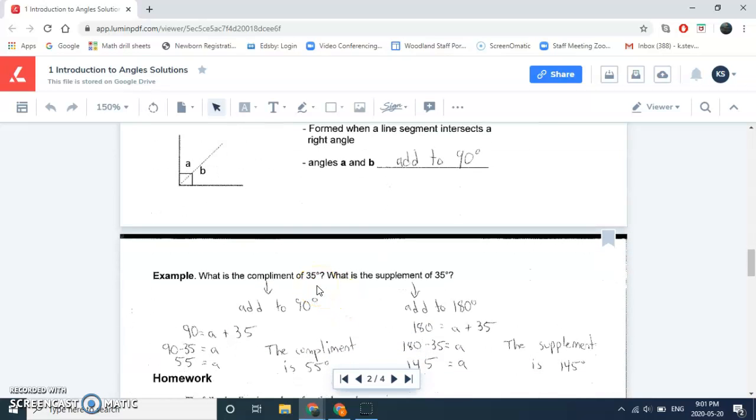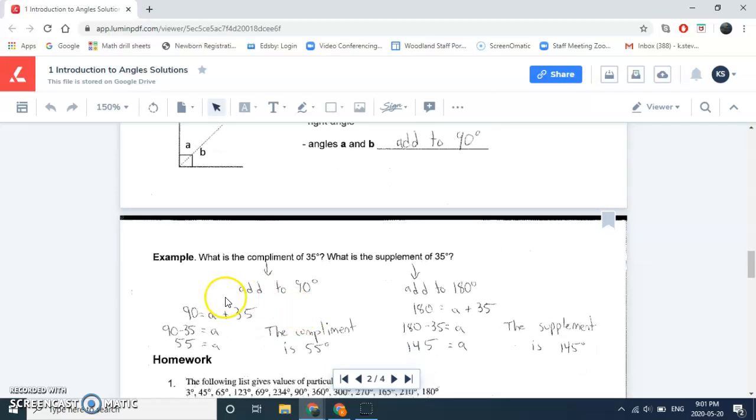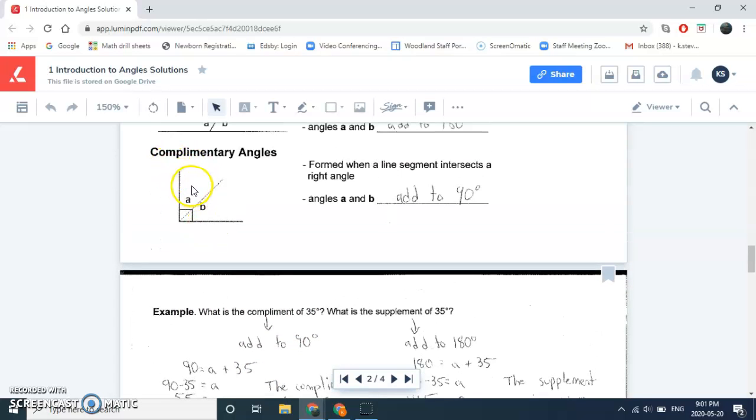So we're going to go over a few examples, and then I'm going to leave you guys to your practice questions. So our first example, what is the complement of 35 degrees? And what is the supplement of 35 degrees? So complement, we know that that is when it adds up to 90 degrees. So we just went through that. So that means that we know that our total has to equal 90. So we know that A plus our 35, which we can see right here. So if we have A plus 35, both of those are going to equal 90.